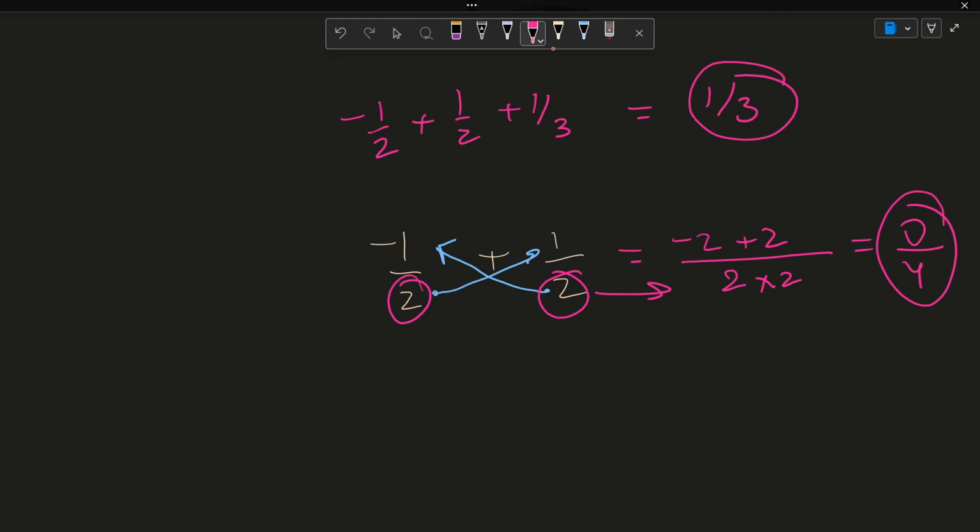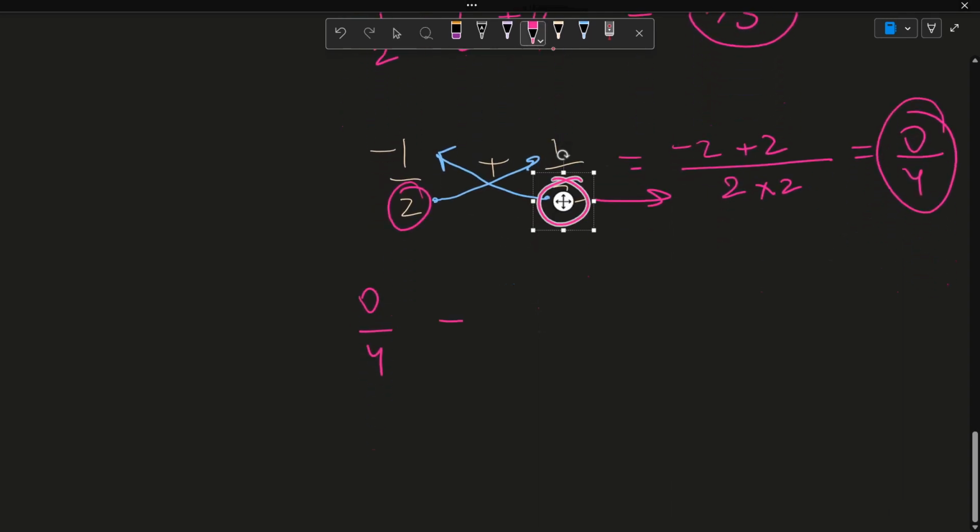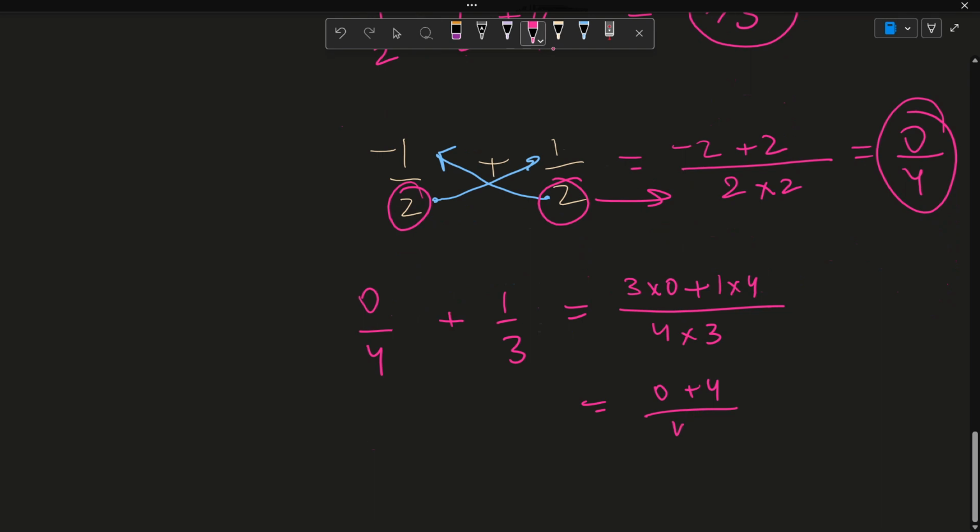Okay, we have that. Now I take this 0 by 4 and add 1 by 3. Along the same lines, we get 3 times 0 plus 1 times 4, over 4 times 3. That is 0 plus 4 over 4 times 3, which is 4 by 4 times 3. If you cancel these 4s out, you'll get 1 by 3.